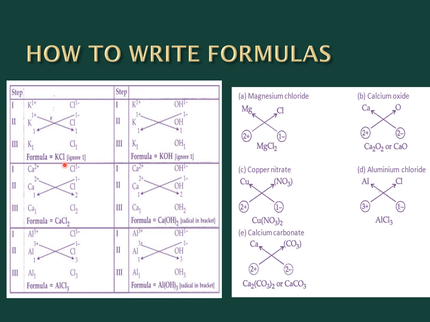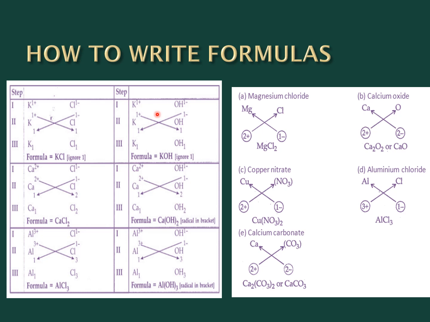Taking the second example, this is calcium chloride. First write the symbols of calcium and chloride. Valency of calcium +2, chloride -1. They are exchanging with each other and Ca1, Cl2. 1 we need not write, so it comes as CaCl2. Next example, aluminium chloride. Aluminium Al, chloride Cl. Aluminium's valency +3, chloride -1. Exchanging with each other, aluminium 1, chloride 3. We are ignoring 1, AlCl3.